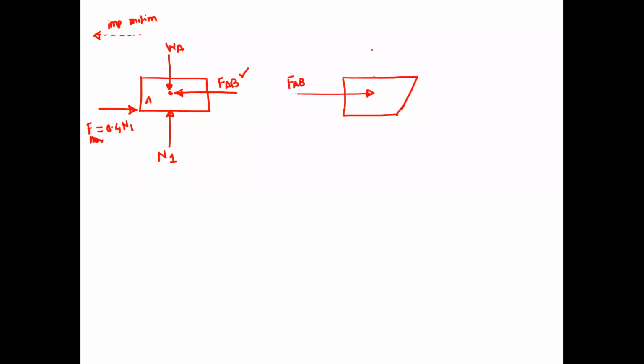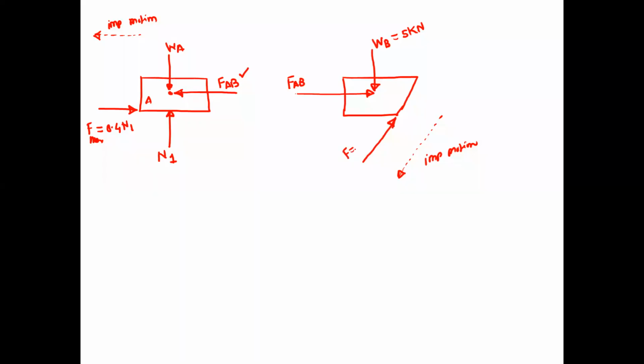Then next is the weight. This is WB, that is equal to 5 kilonewton. Then as the impending motion for this block is in the downward direction along the plane, this is the impending motion. So friction will be exactly opposite. So this is the friction force along the plane.